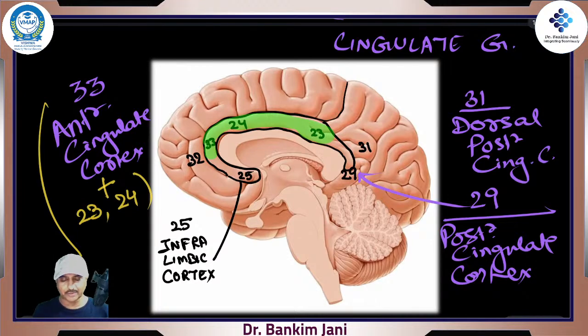So now everything is crystal clear, right? This is the dorsal anterior cingulate cortex. Areas 33, 24, 33, they are the anterior cingulate cortex, 33 mainly. Area 31 was the dorsal posterior cingulate cortex, and 29 is the posterior cingulate cortex. This entire thing, and obviously this is the infralimbic cortex, this entire unit is forming the limbic system, right?